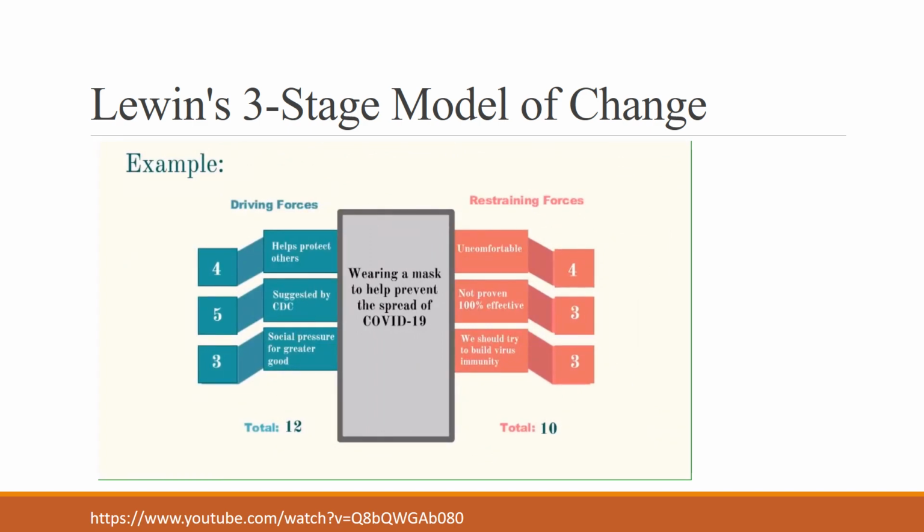Take, for example, a change that all of us have experienced on some level. Wearing a face mask to help prevent the spread of COVID-19 would be identified as the desired behavior. There are forces on both sides in support and in opposition of this behavior. Lewin's force field analysis would be useful to identify the fact that this change does seem feasible, and it can also work to identify opposing forces that can be planned for and later dealt with accordingly.